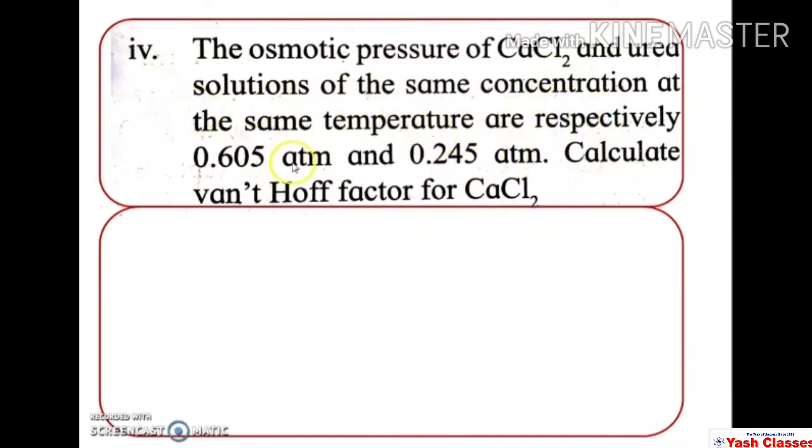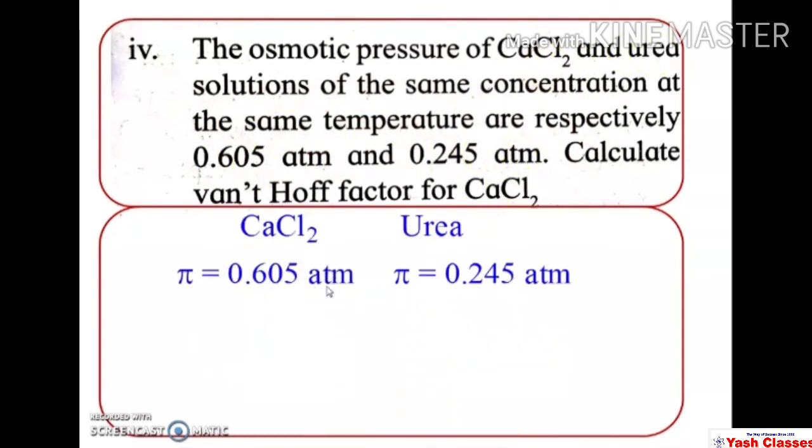So osmotic pressures are given. Osmotic pressure for calcium chloride and urea are given like this. For calcium chloride, osmotic pressure is 0.605 atmosphere, and for urea, osmotic pressure is 0.245 atmosphere. Here the difference is, calcium chloride is an electrolyte and urea is a non-electrolyte. There is no dissociation of urea, but calcium chloride undergoes dissociation and forms ions, and hence gives more number of particles in solution. So this is the main difference between these two solutes.